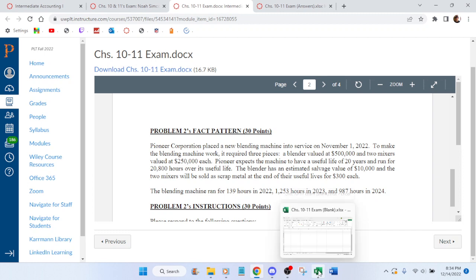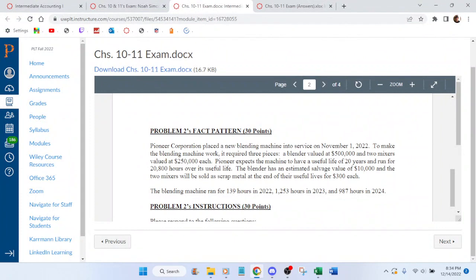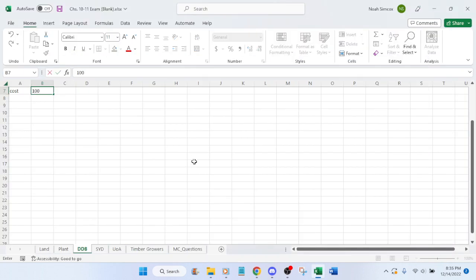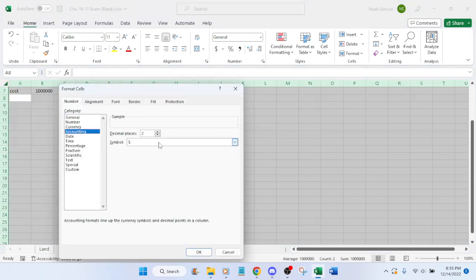Okay, so first of all, cost. The cost is going to be equal to 500, 250, and 250. It's just going to be 1 million. 1,000,000. Control A. Format cells. Accounting. None.